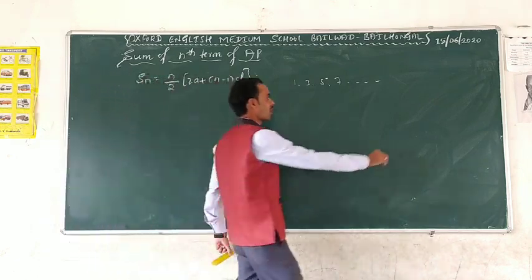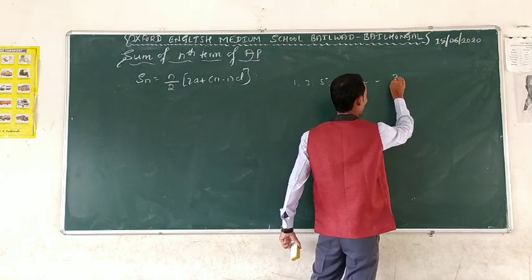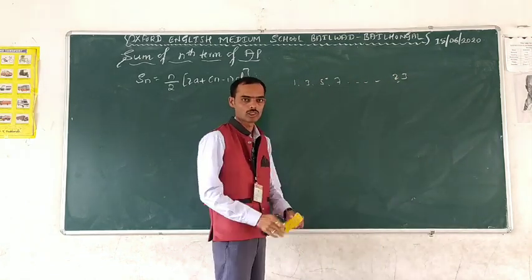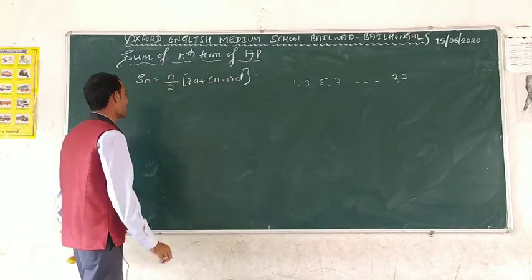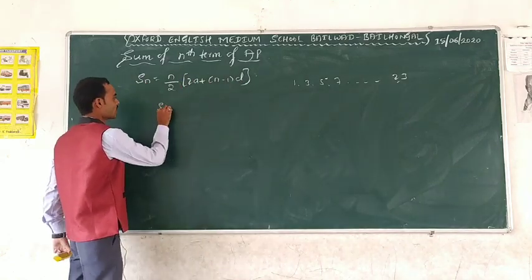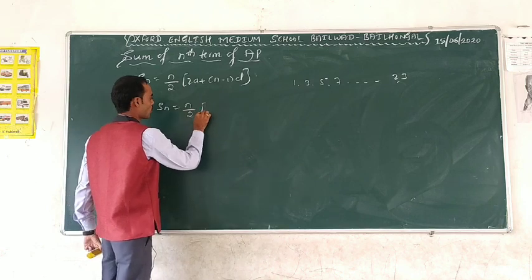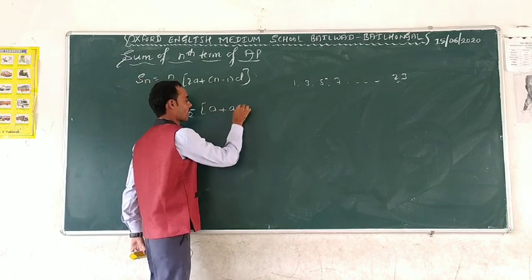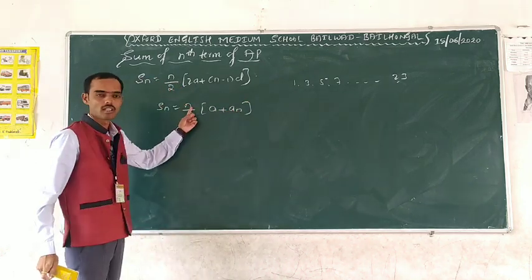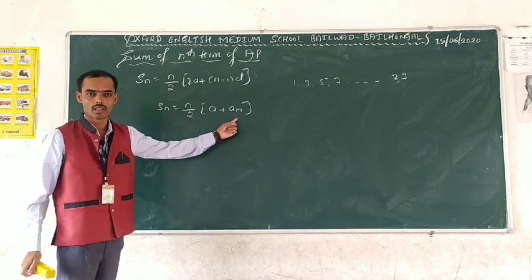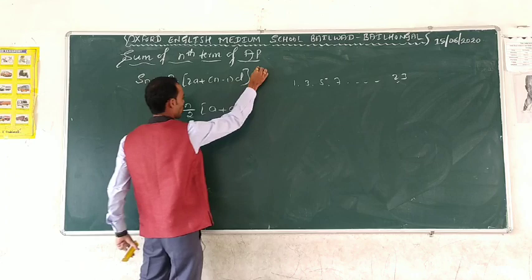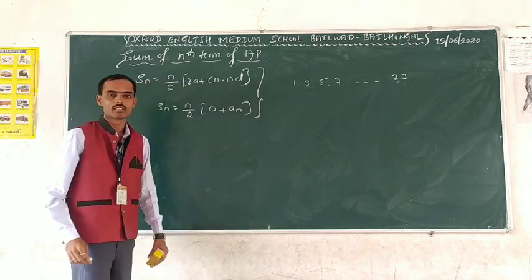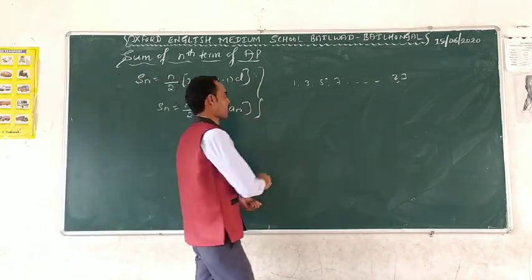If they have given the last term, which is an, we change the formula, that is Sn is equal to n by 2 into (a plus an). Here again n is the number of terms, a is the first term, and an is the last term. So, these are two very important formulae for the sum of n terms of an AP.